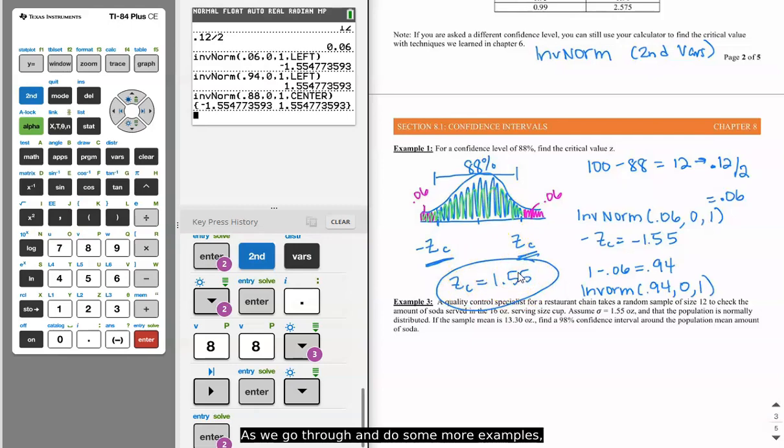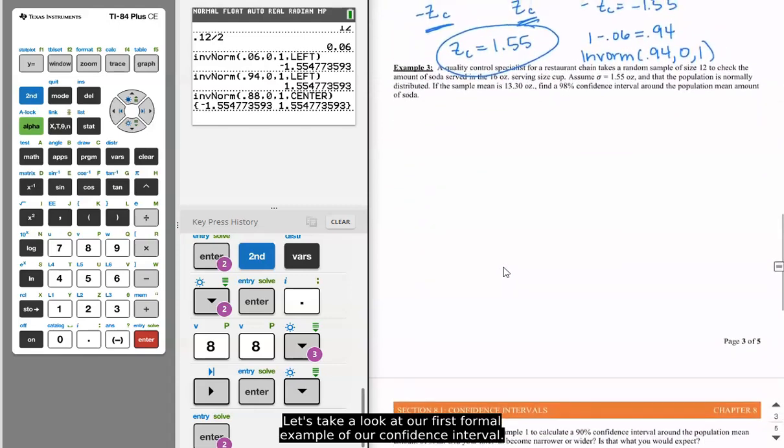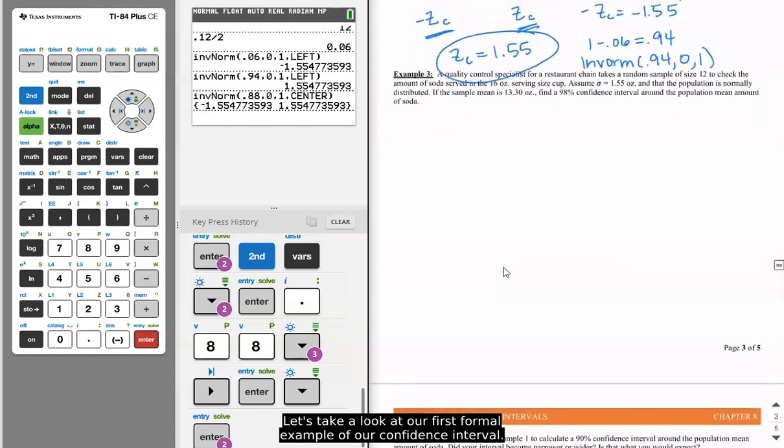So as we go through and do some more examples, we'll calculate the critical value as one step, one part of the problem. So let's take a look at our first formal example of a confidence interval.